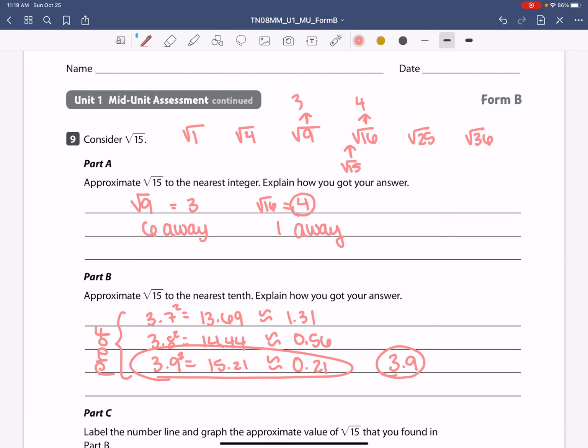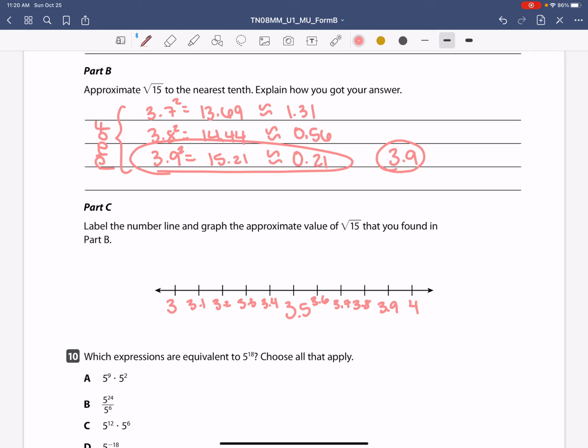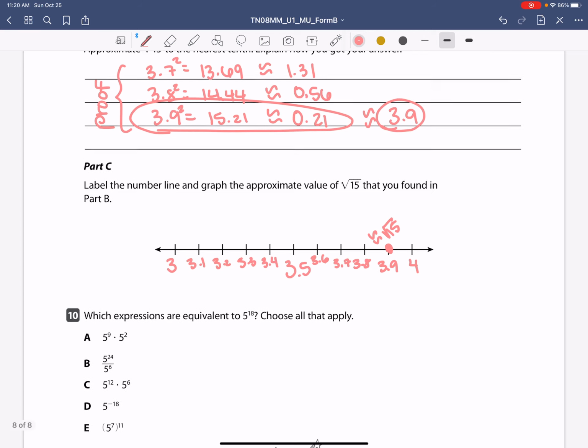All right. And then I said that the approximate value of the square root of 15 was about 3.9. It went over a little bit, so it's probably a little bit under that. But they told me to graph my approximated value, which was 3.9 exactly. So I'll say the square root of 15 is about 3.9. And I'll just leave it like that.